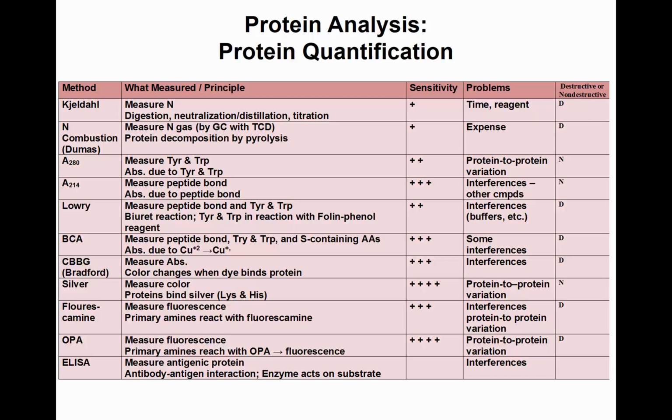So here's the summary table, which summarizes the principle and what each method measures, the sensitivity problems, and whether or not it's destructive, meaning once you use up the sample for the analysis, you cannot use it for anything else. So this is a review for you. Some of you already know this, others might want to go back to the references, but basically, just briefly, Kjeldahl and the nitrogen combustion method are based on measuring nitrogen. One is a chemical method, one is an instrumental method.